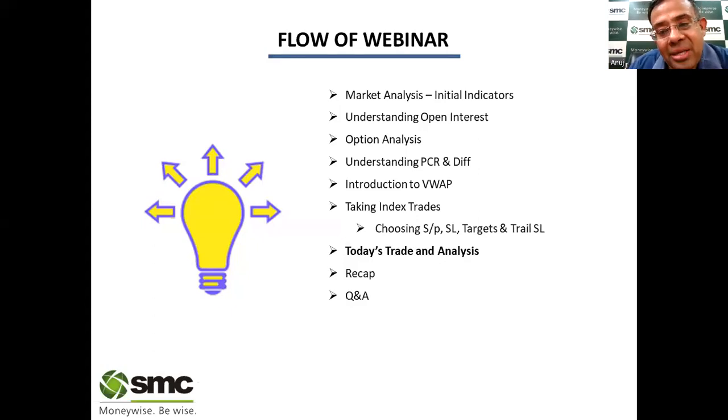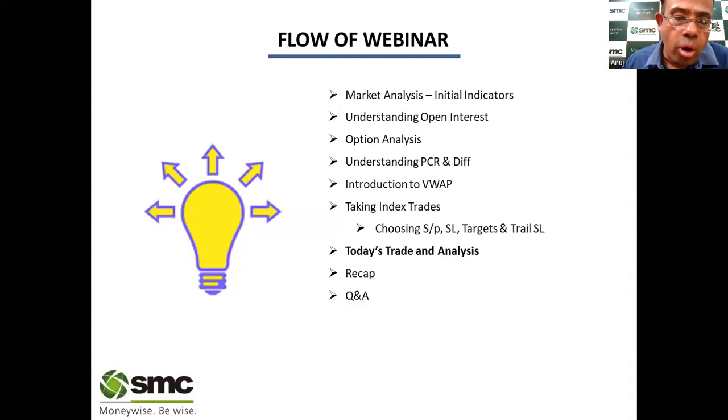Then we come on to understanding the open interest. What is open interest? How do we look at the open interest? What all we have given in our auto trader. Then we'll come to option analysis, where we'll discuss PCR and difference data, and how it impacts the overall understanding of the markets. Then we'll move to the future part, future price action, and how it is integrated into the option analysis to give you a complete analysis.